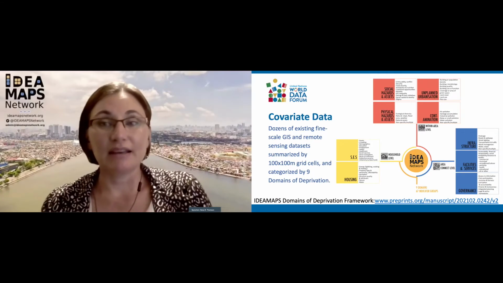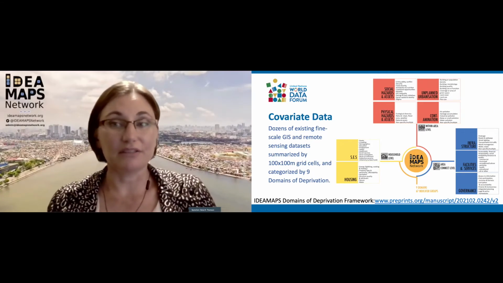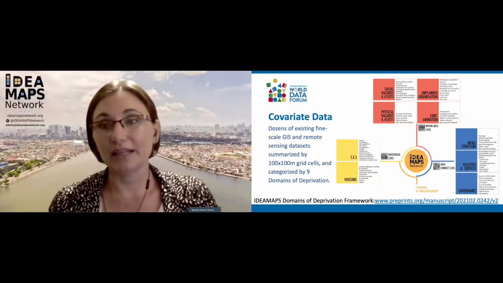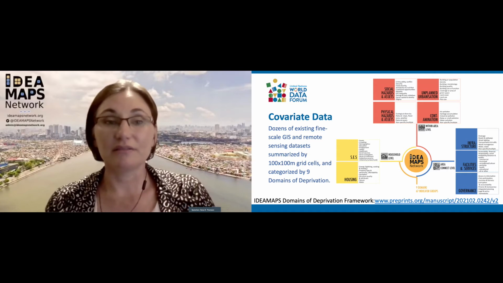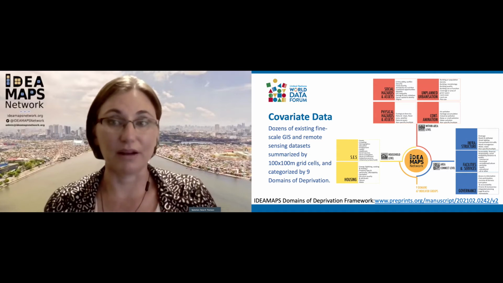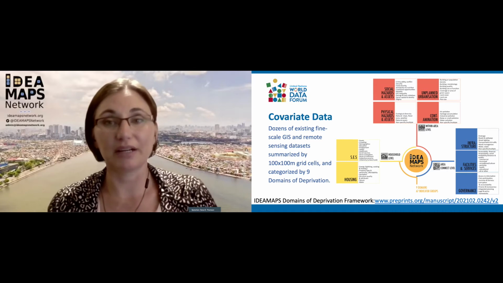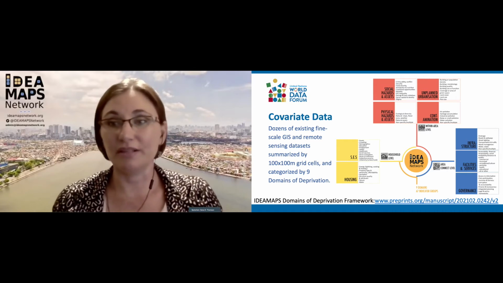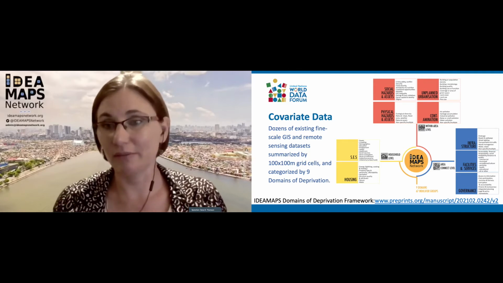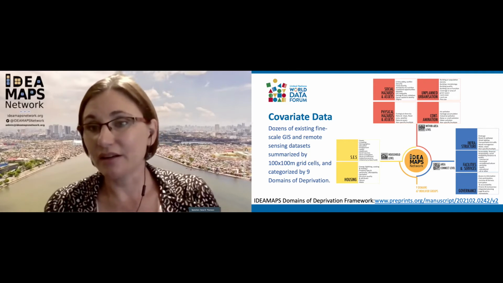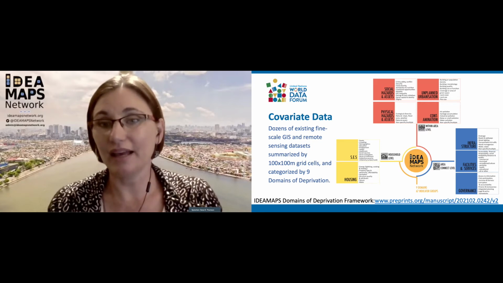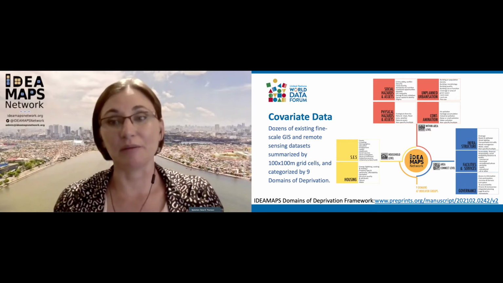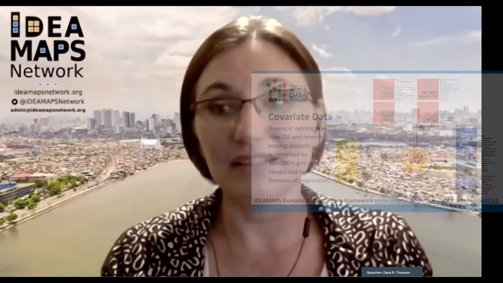The specific indicators of that domain of deprivation will vary widely by context, and also data availability will be different around the world. So the idea is to process dozens of spatial covariates from satellite imagery, open source platforms, government, etc., into a common 100-meter format and make them available for this modeling process. So those are 3 ways that you can contribute.